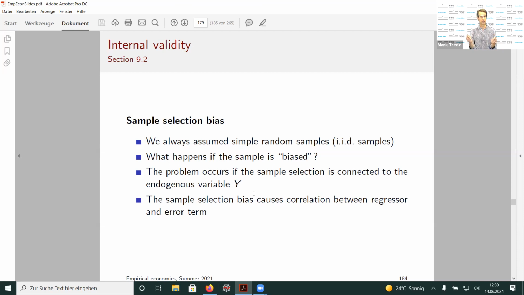And we've seen that the correlation between the x and the u is a severe problem. We've seen that when we talked about omitted variable bias, and the reasoning, I'll come back to that after the internal validity topic. The problem is really severe. Okay, so in that case, we have to do something about that.